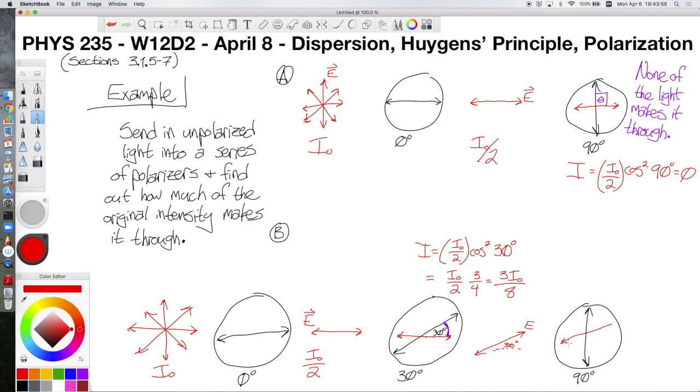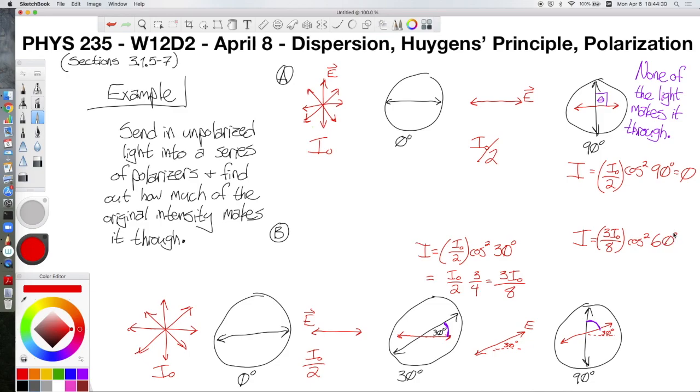So we have polarized light that makes an angle of 30 degrees from the horizontal entering this last polarizer. So our new intensity will be whatever intensity came in, which was that 3 I naught over 8, times the cosine squared of the angle between the electric field polarization and the polarizer axis. So we want this angle right here, which is 60 degrees.